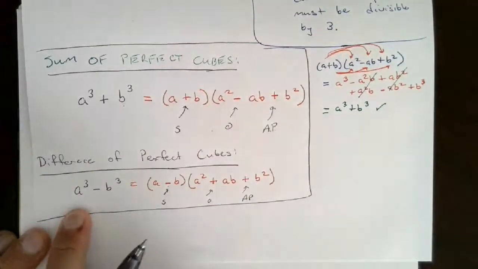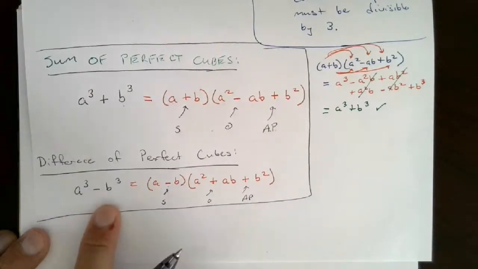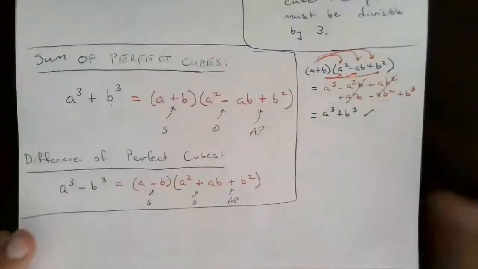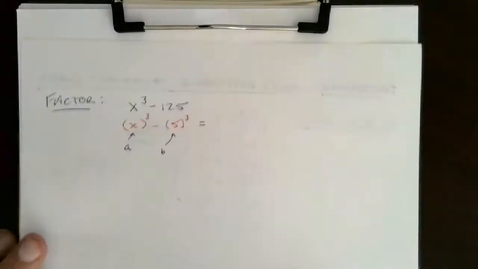My a in this case, right, what I was just talking about, is going to be the x. B in this case is going to be the 5. It's what's being raised to the third power. And then we're going to use the formula to fill in for a and b. So, right, we know the formula.